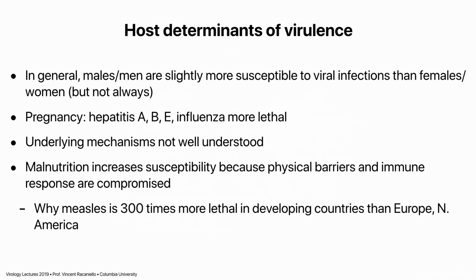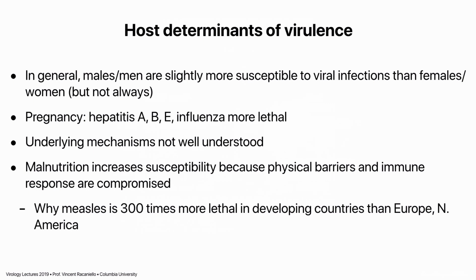Here's an exception. Pregnancy makes women immunosuppressed, so hepatitis A, Hep B, and influenza are all more lethal in pregnant women compared to non-pregnant women. But as I said, we don't really understand the specific mechanism. So that's sex and gender.